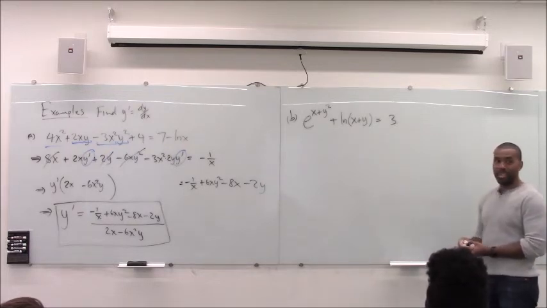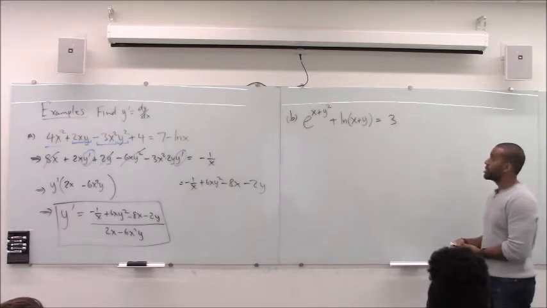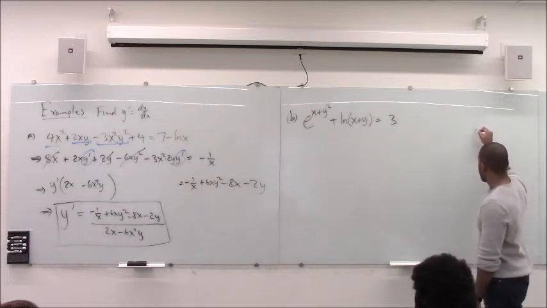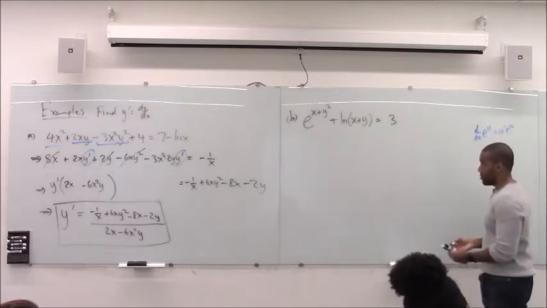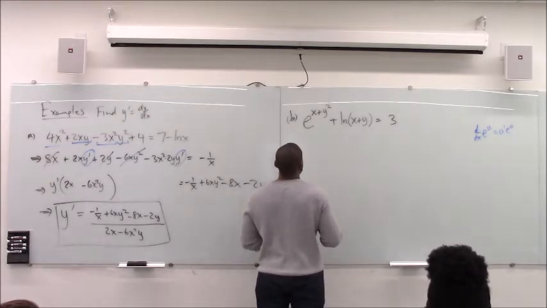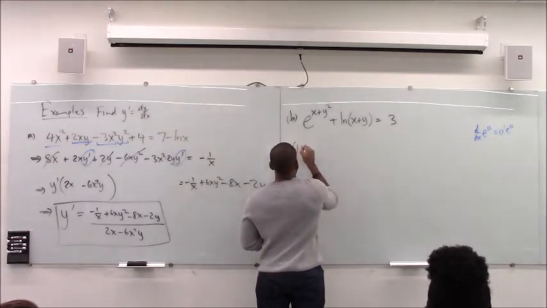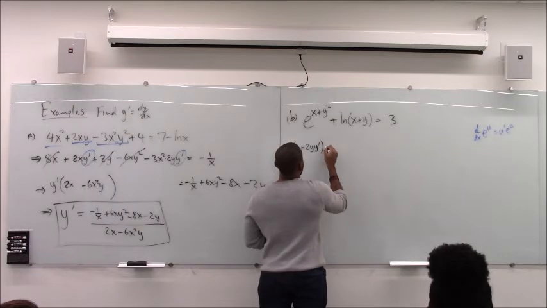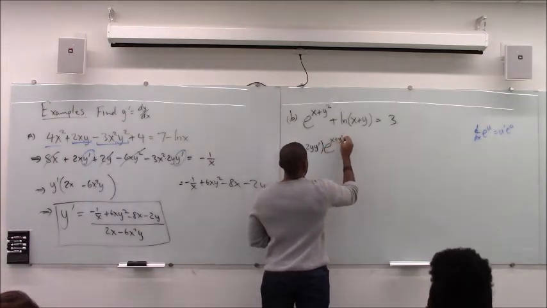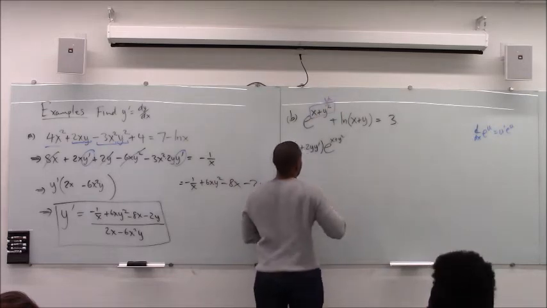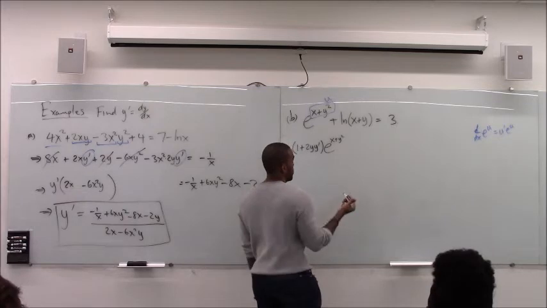Did you do it? Did you go? I did the u prime times e to the u rule. So we know the derivative of e to the u is u prime e to the u, okay? I did the derivative of the exponent, which is 1 plus 2y, y prime, times e to the x plus y squared. Right, so that's like this here is your u in that formula. Okay, so yeah, that's the derivative of the first part.